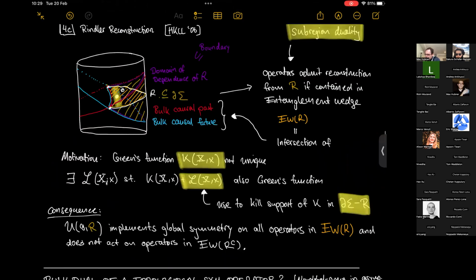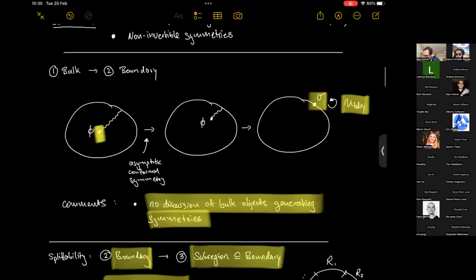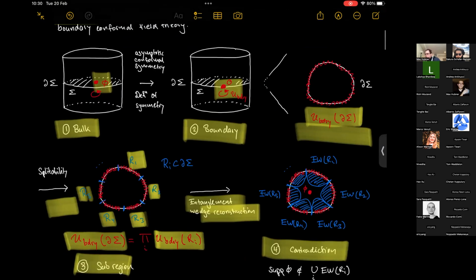Okay. So the key consequence that Harlow and Ooguri use is that they have these small operators supported on these smaller regions. And by this reconstruction technology, they can only implement global symmetry transformations on bulk operators in these entanglement wedges. So one sees where the contradiction comes from. Let's go back up. Decomposing, if we can decompose our symmetry operator into these small pieces, then we can argue by reconstruction that they cannot reach fully back into the bulk.